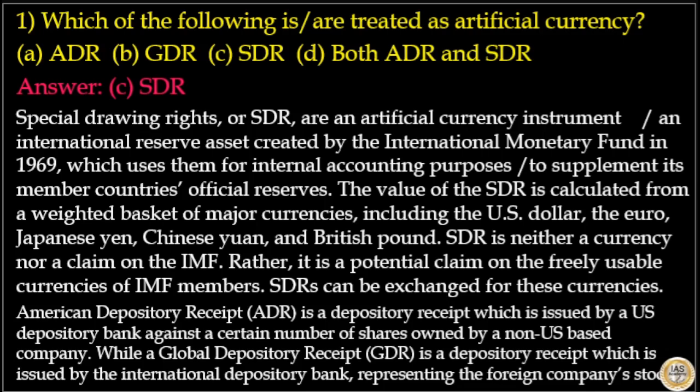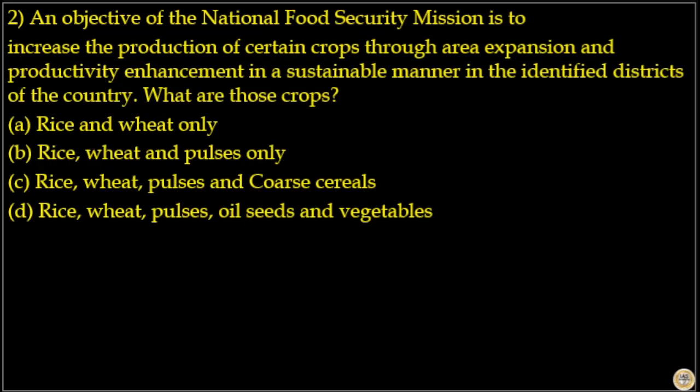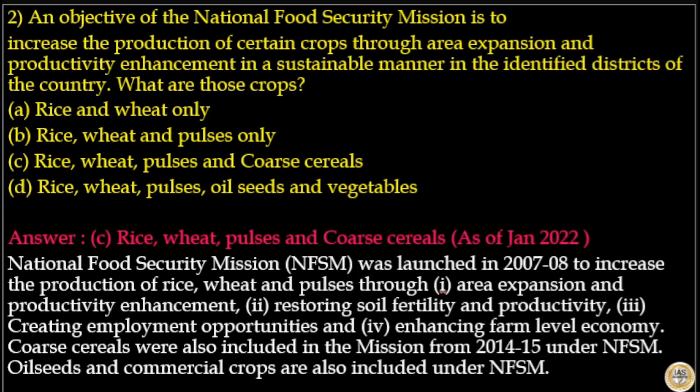Next is, an objective of the National Food Security Mission is to increase the production of certain crops through area expansion and productivity enhancement in a sustainable manner in the identified districts of the country. What are those crops? Option A, rice and wheat only. Option B, rice, wheat and pulses only. Option C, rice, wheat, pulses and coarse cereals. Option D, rice, wheat, pulses, oilseeds and vegetables. The answer to this question is option C, rice, wheat, pulses and coarse cereals.